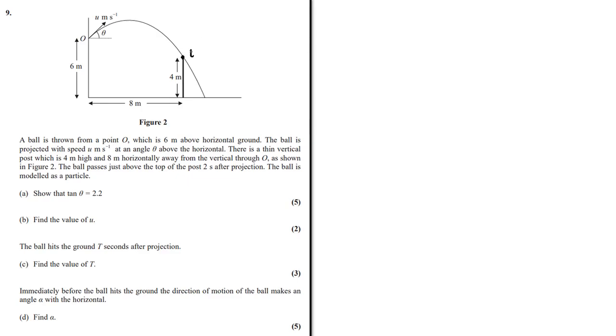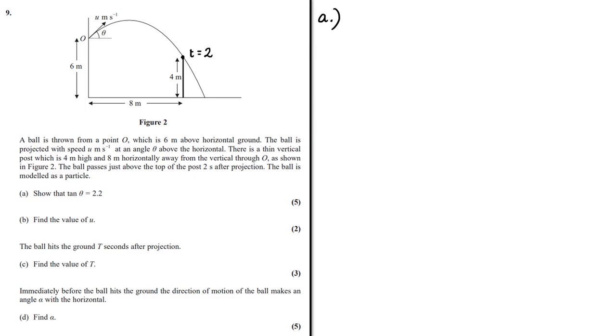So what we're saying here is this is t equals 2 there. And the ball is modelled as a particle. So for part A, we want to show that tan theta is equal to 2.2, and part B is just 2 marks after that, which kind of goes hand in hand with part A. Okay, so essentially we're going to answer A and B almost together. So if we start with part A, what we want to do is show that tan theta is equal to 2.2.